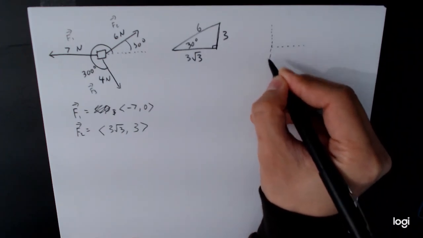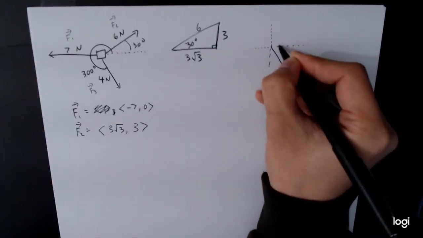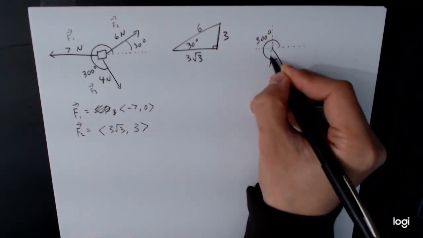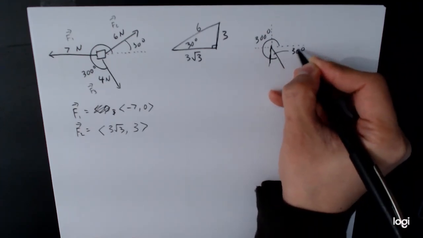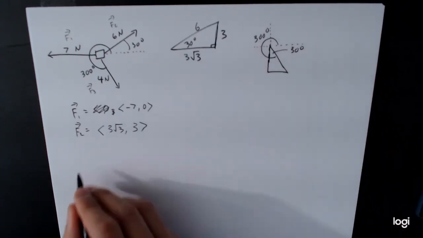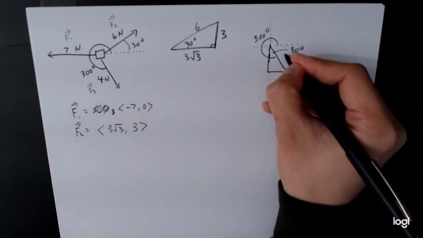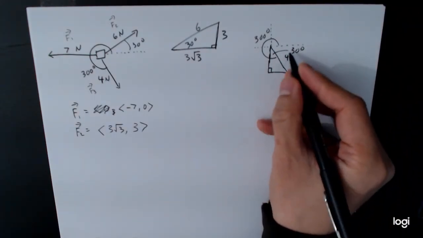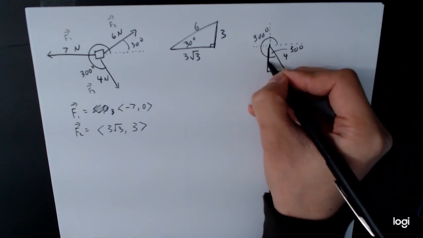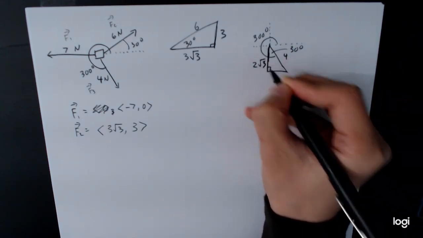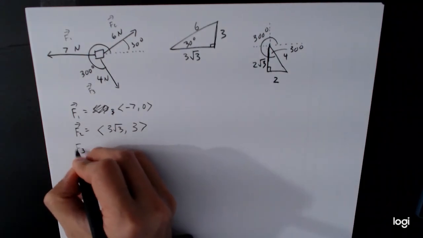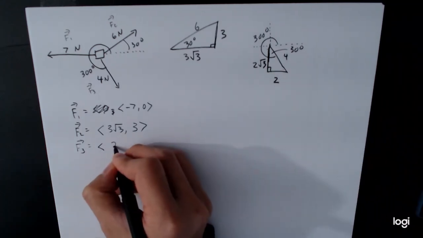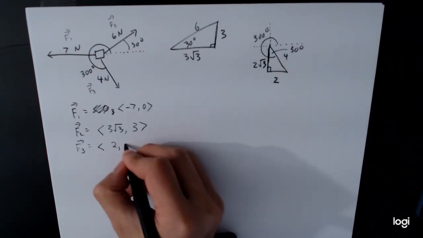The third vector is a 300 degree angle from the horizontal. So it's going to be 270 to here, which leaves us with only a 30 degree angle right here. And we're in the exact same situation as before. We just have to worry about our sines and our hypotenuse. The hypotenuse is 4. And so there's our 30 degree angle. Here's our 60 degree angle. So again, the shortest side is half the length of the hypotenuse, and then the longer leg is the square root of 3 times the length of the short side. And so our F3 is going to be equal to, we need it to go down and right. So the right part is positive 2. The down is going to be negative 2 root 3.